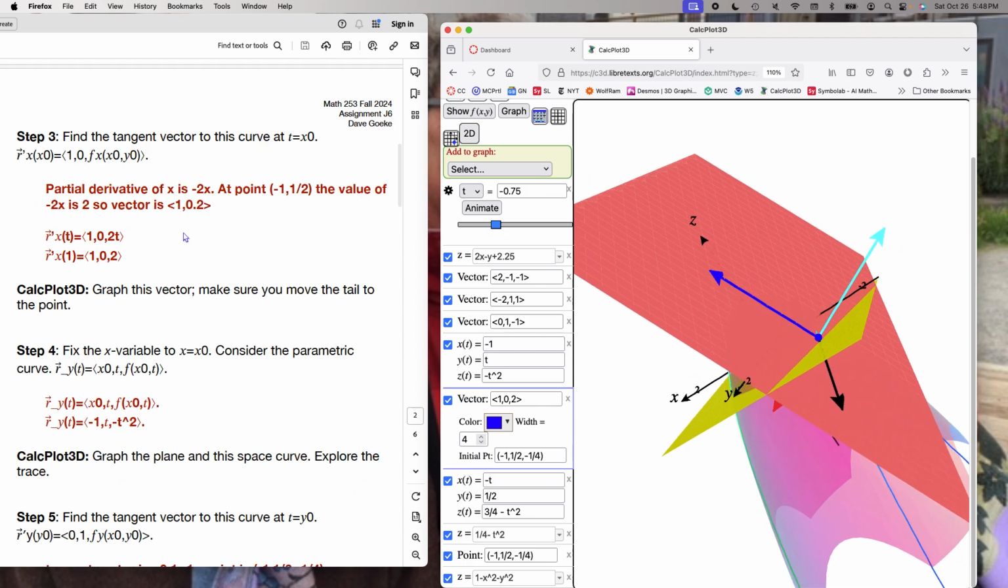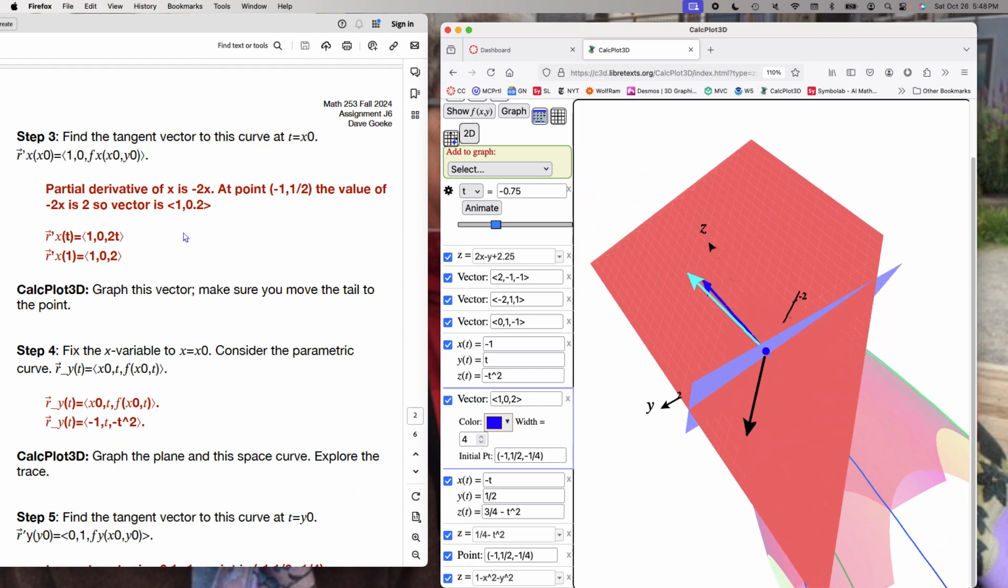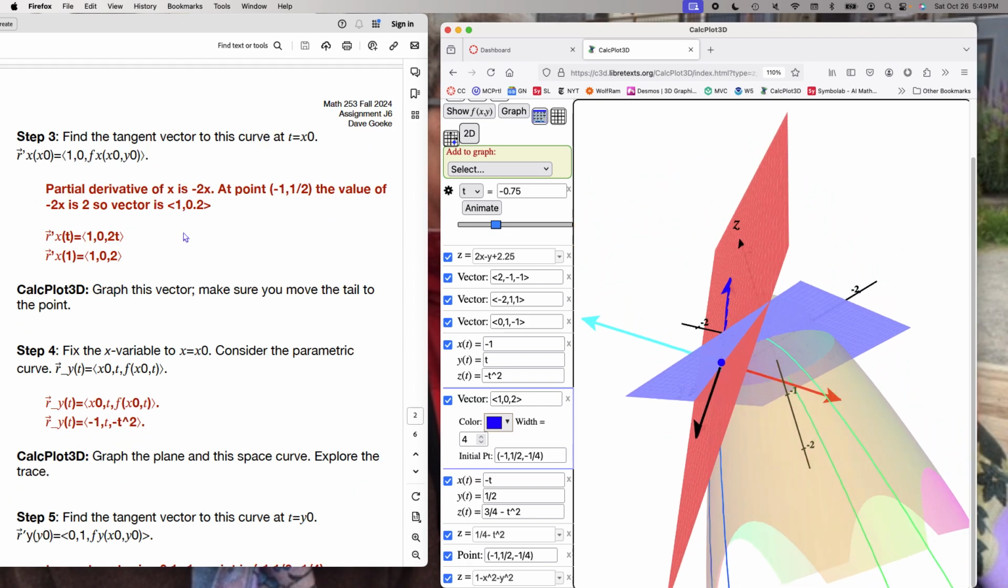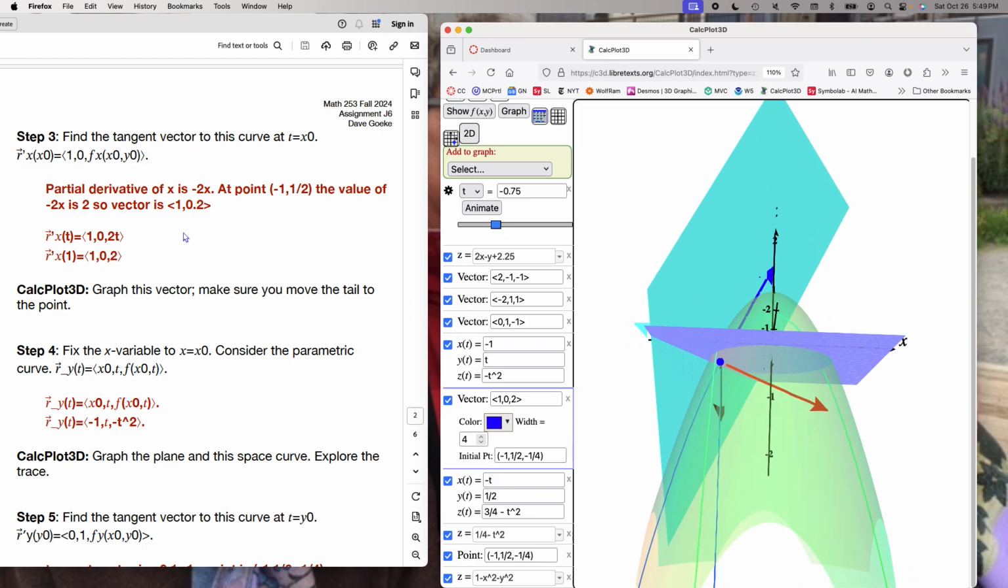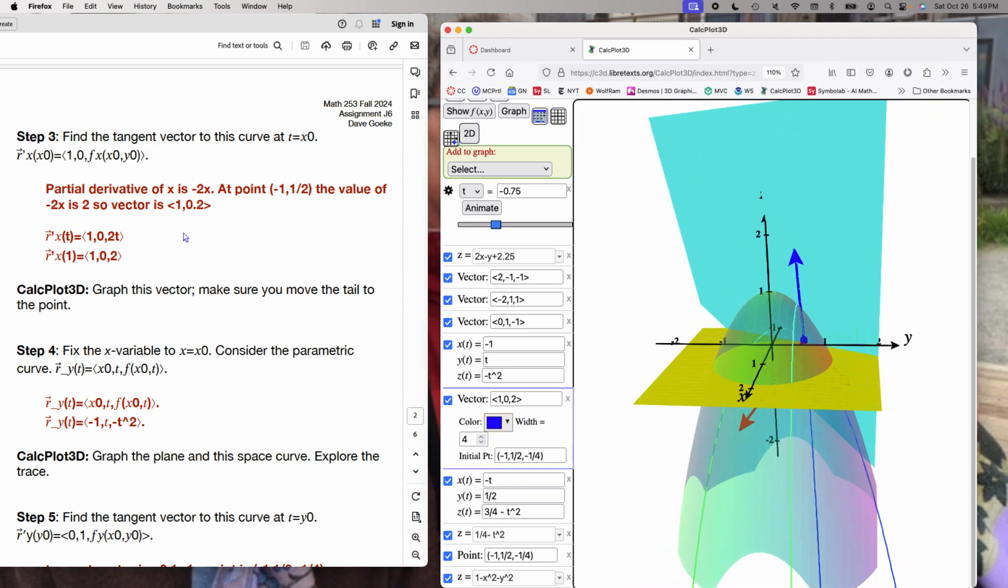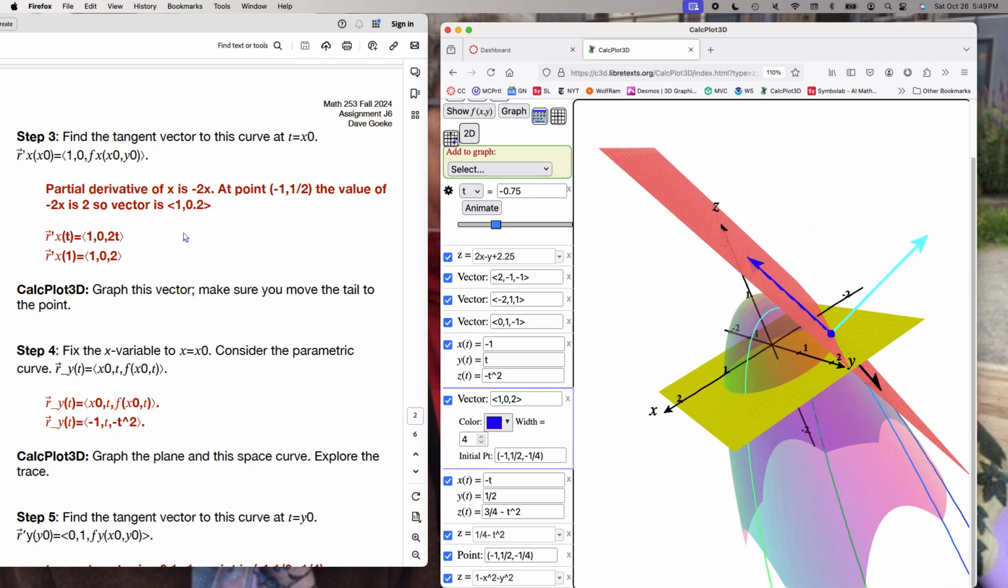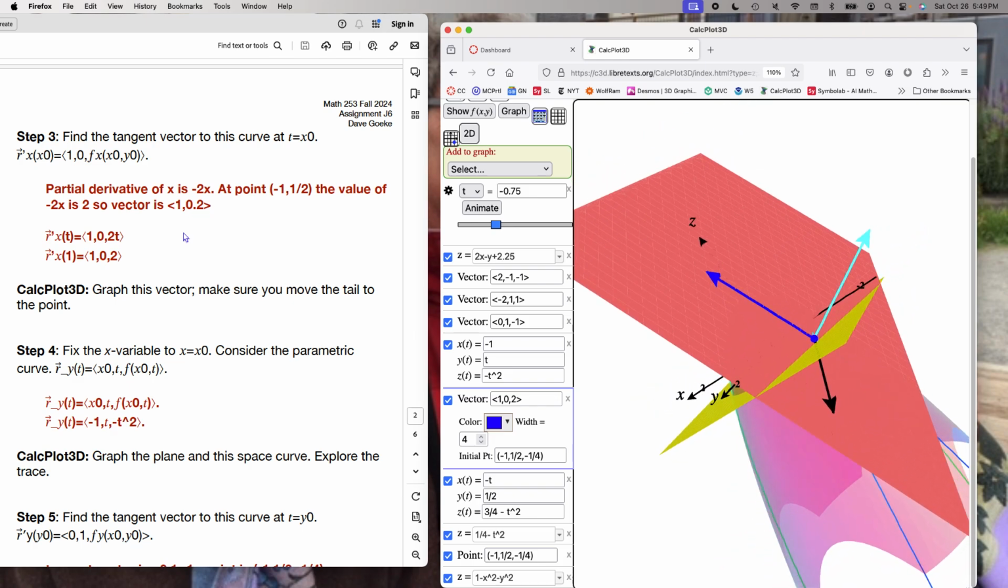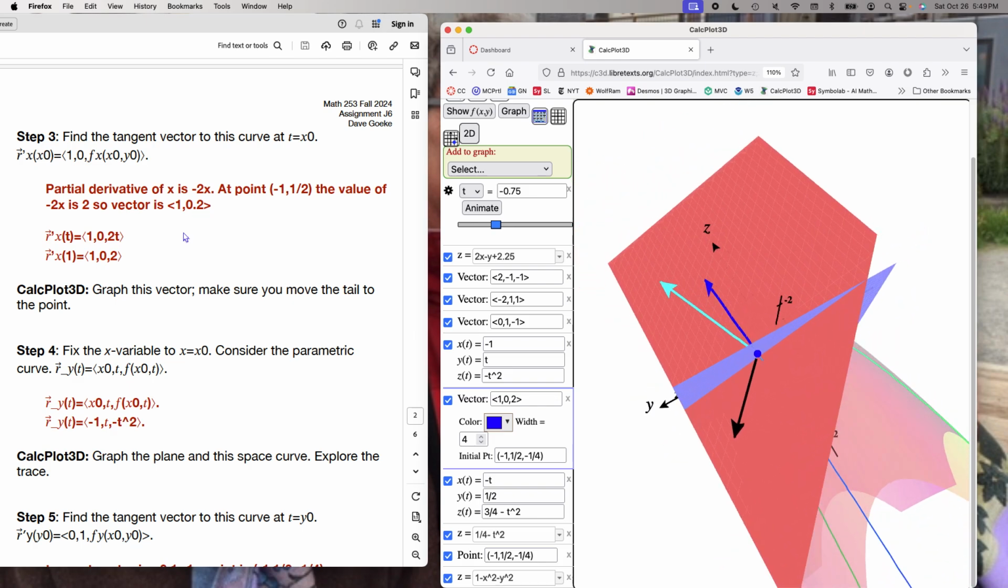Step 3 calls for plotting a tangent vector at t is equal to x sub 0. This vector has a direction of 1, 0, 2 and starts at the point -1, 1/2, -1/4. This is the blue vector.